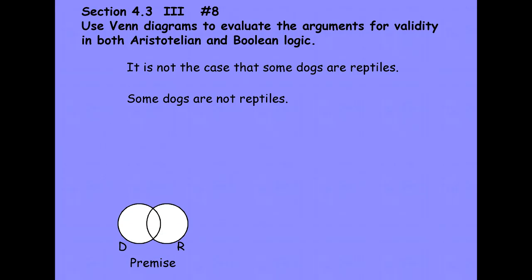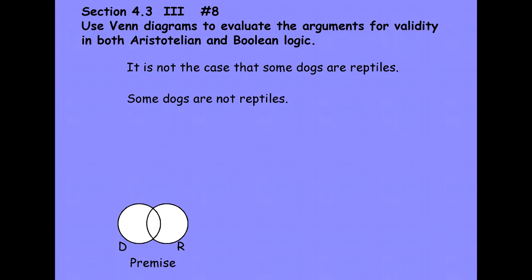Again, subject class is on the left, predicate class is on the right. We indicate that this is our premise diagram. And our premise is it's not the case that some dogs are reptiles. So we've got a premise that is only going to be true if that standard form categorical statement, some dogs are reptiles, is false. So our premise asserts that standard form categorical statement is false.